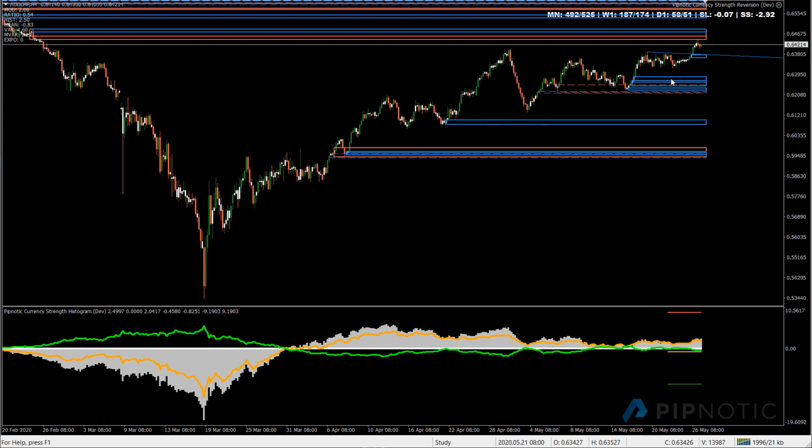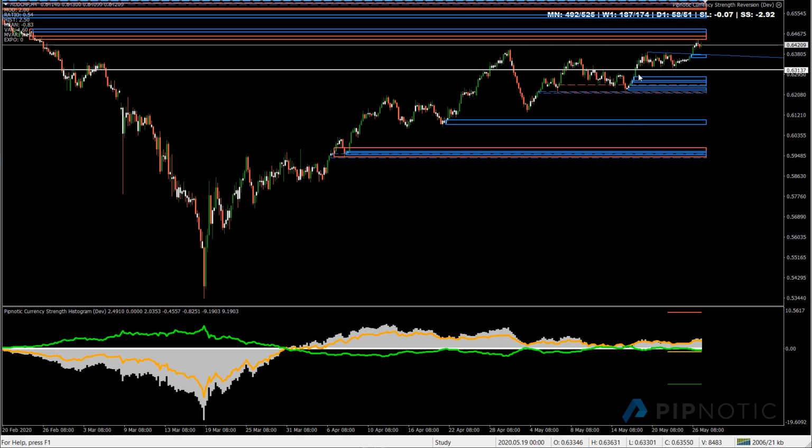We have this one here, which is fresh and untested. Price moved away off this parent. We moved up, and now we have not been back. And so we do have the buy zone starting from around here, just here. And so anything below here is attractive.